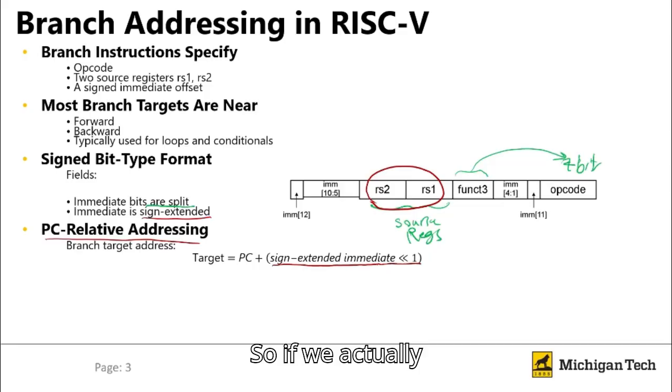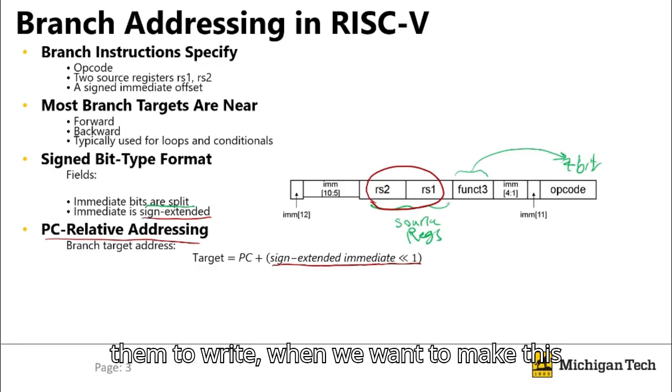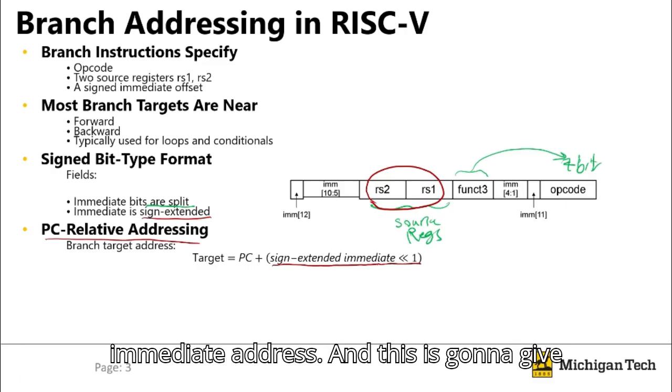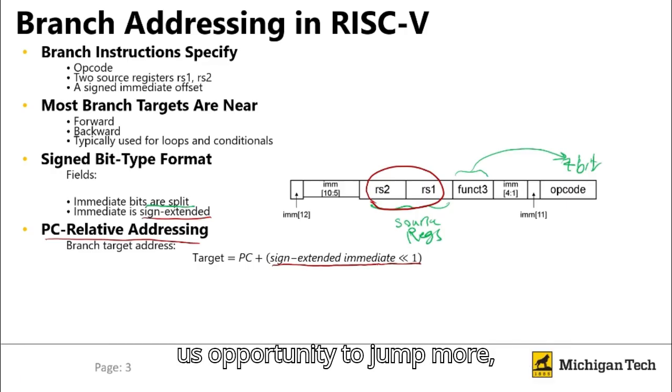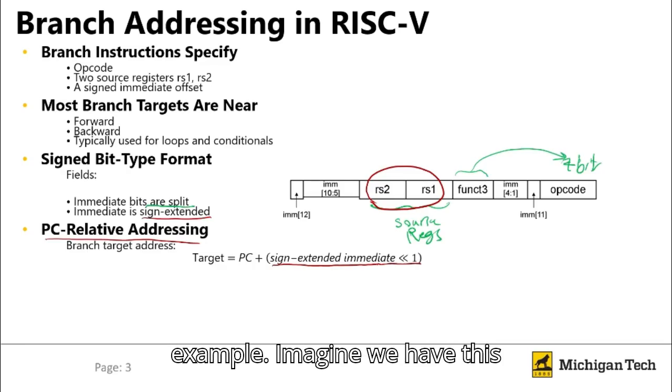So if we actually shift them to the right, because those zeros don't have any value, we can shift them to the right when we want to make this immediate address, and this gives us the opportunity to jump more, to have a broader jumping space. Okay, so this is the reason. So let's do that with an example.